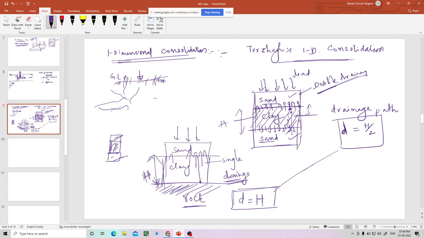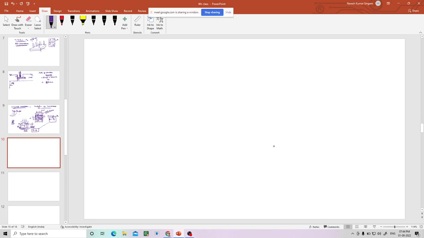Now we understood what is drainage path, and we have understood what is the consolidation process and what is 1D consolidation. Now we'll move to excess pore water pressure; we have already talked about it. When does it occur in a soil? When there is a load.